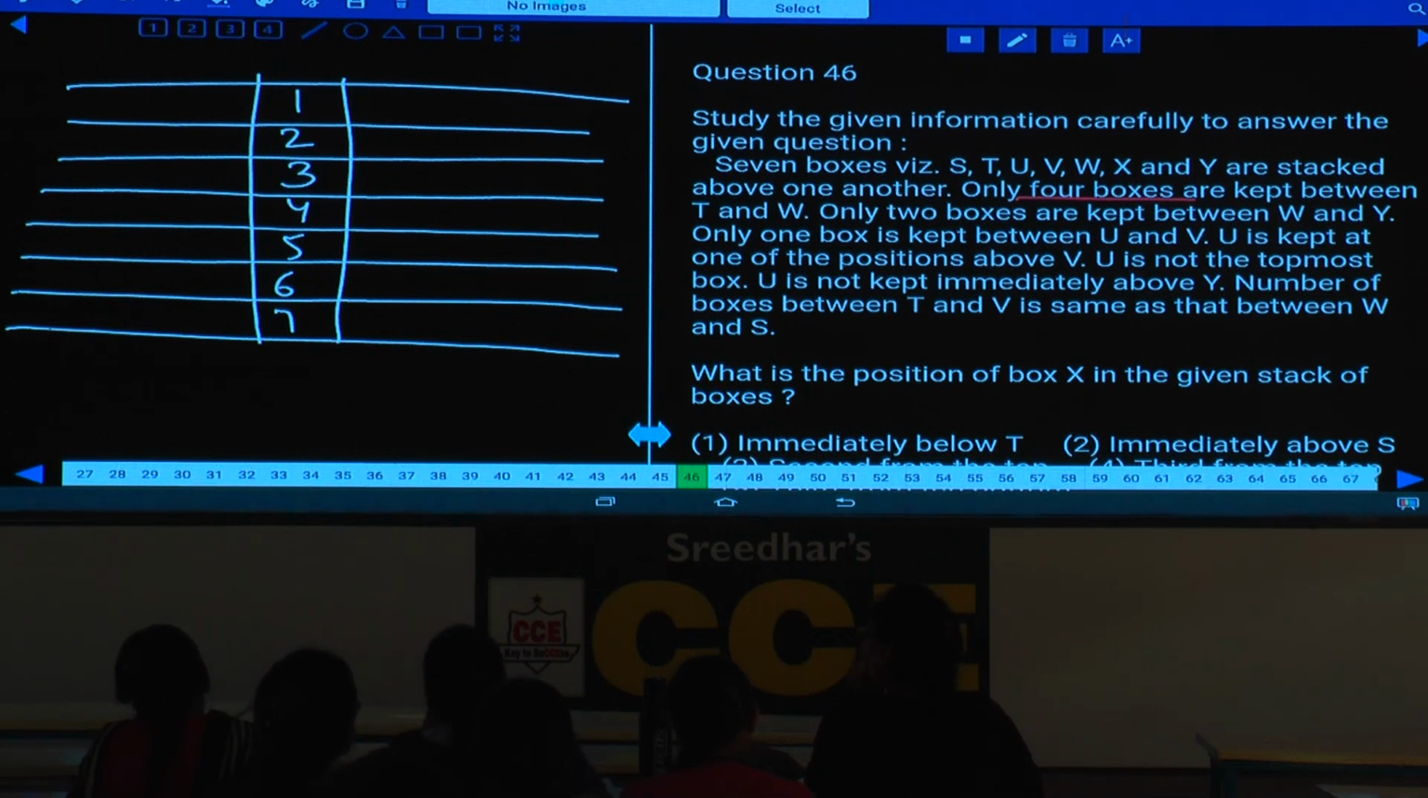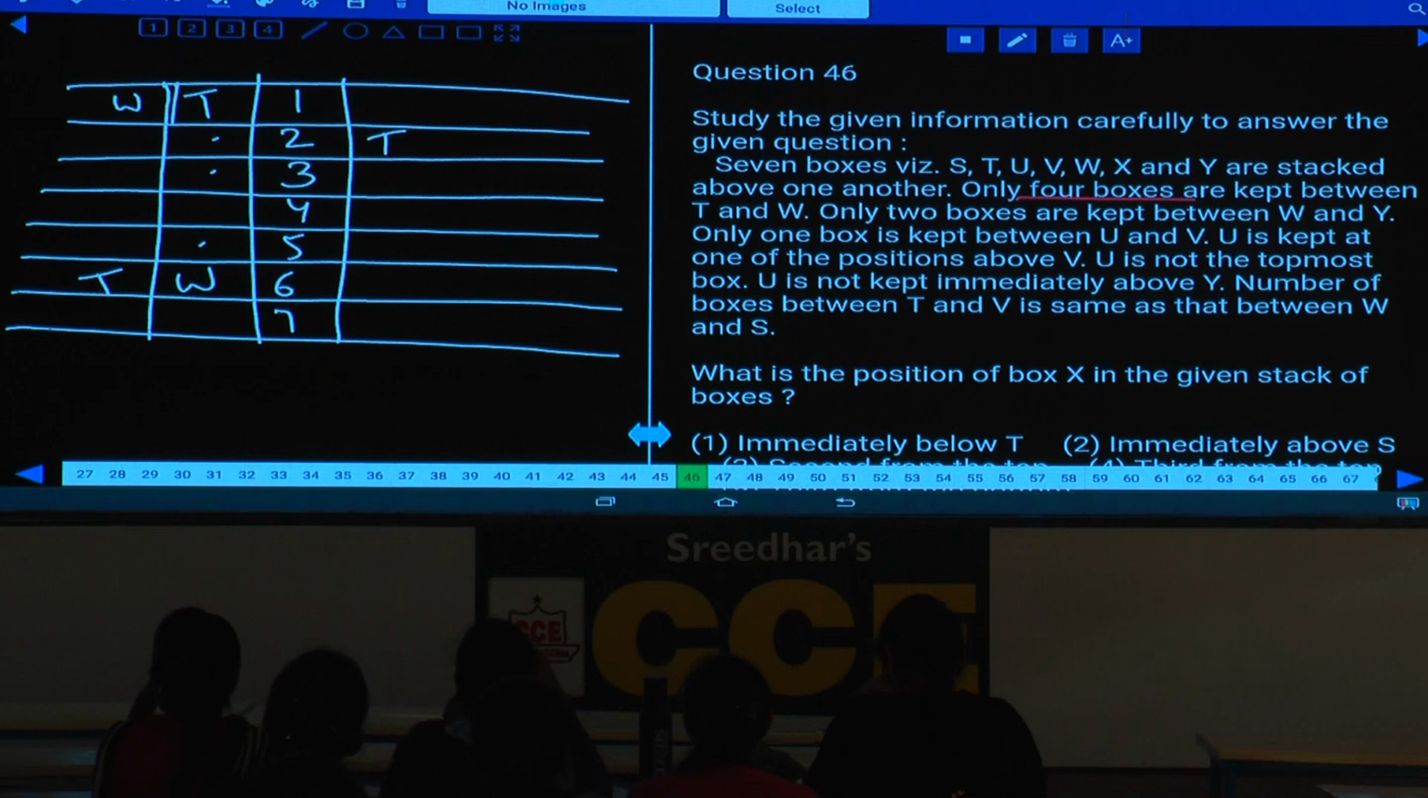Only 4 are between T and W. Then what are the different possibilities we can have? If T is here, 1, 2, 3, 4, and W will be here, that is one possibility, isn't it? Then what is the other possibility here? If T and W, or W and T, this is one possibility, W and T. Then next one, if T is at this place, W is here, and what is the other possibility here? If W is here, T will be here, isn't it? Hence 4 boxes are kept between T and W. We have 2 possibilities, this is case 1 and this will be case 2.